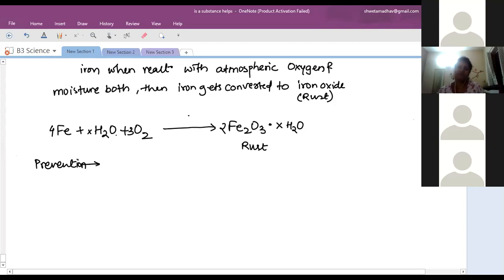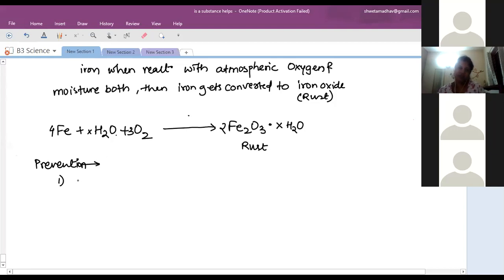Ma'am, what if it's depleting? Then there will be no iron, and then we have to find some other substitute for that. So now, therefore, prevention is needed. Prevention of rusting is very, very important. How can we prevent the rusting process?